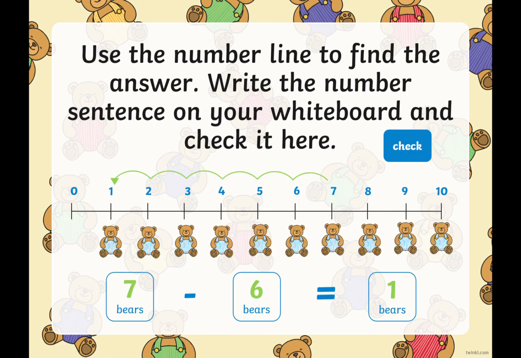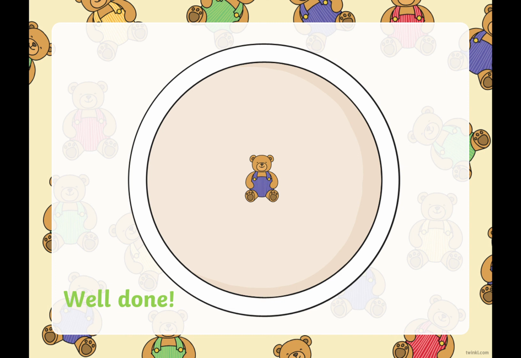So, well done, children. You have done really well at those word problem number sentences. You can have a go at doing some more number sentences. Maybe your grown-ups can give you some word problems, and you can write your own number sentences.